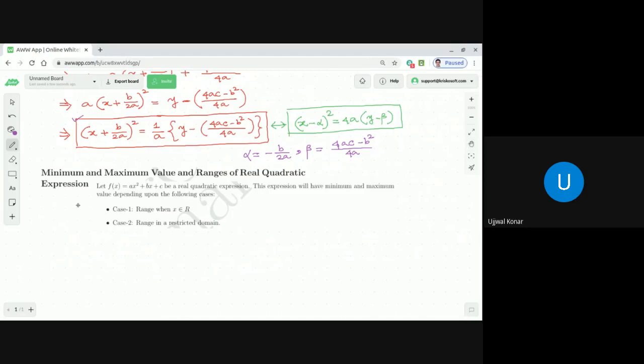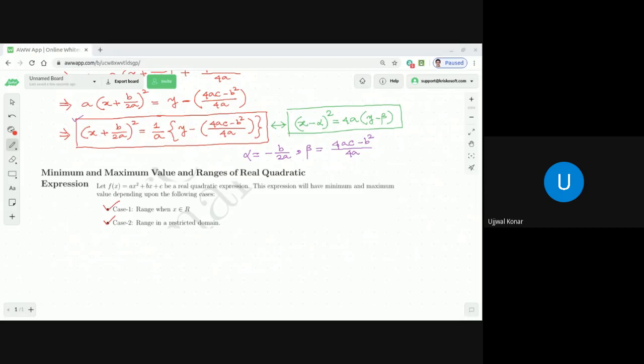Case 1 is when the range is x belongs to R. That means when we are discussing the value, x has no limit, it can take any real number. And the second case is when it can take a very specific interval of real numbers. Okay, so now let us first discuss case 1, when the range x belongs to R. So let's see how it actually happens.